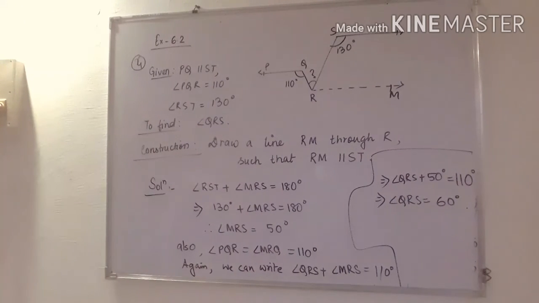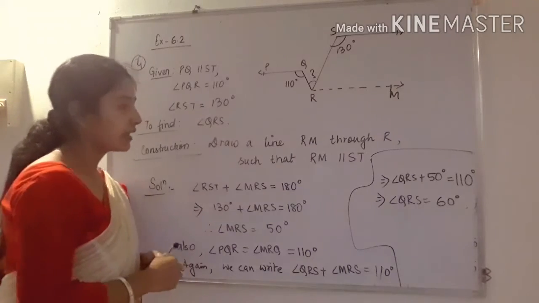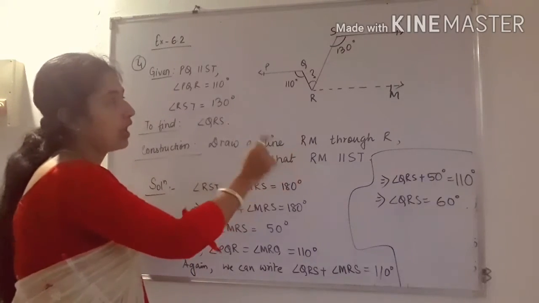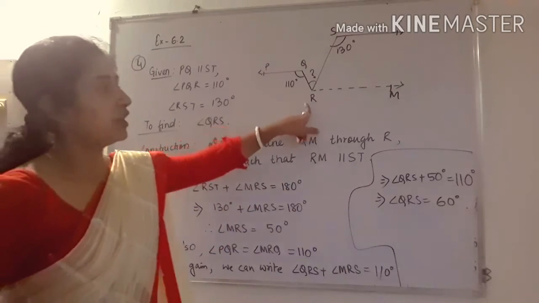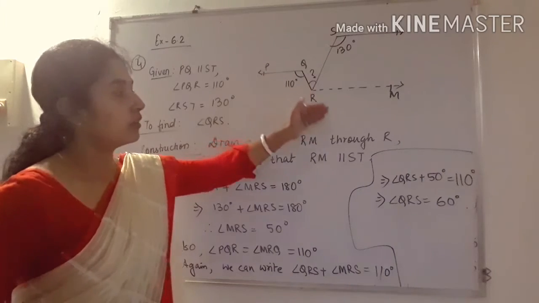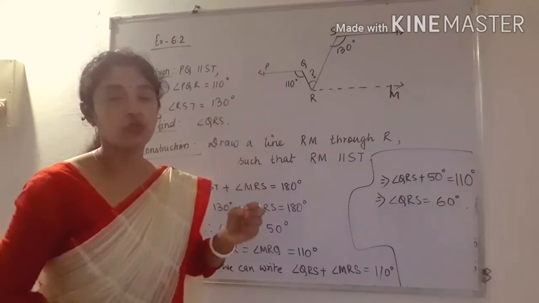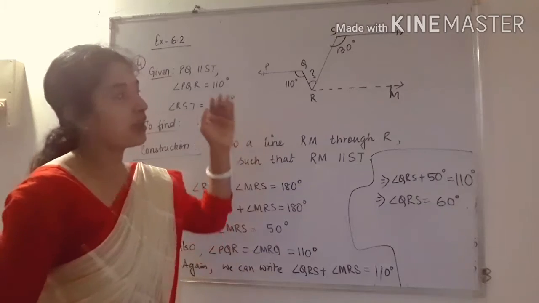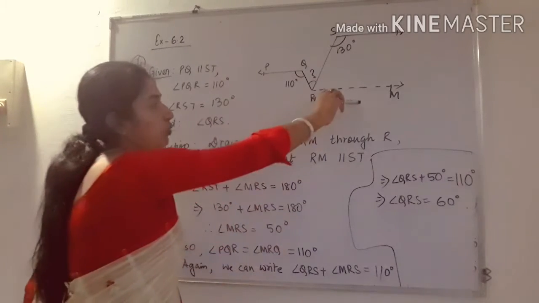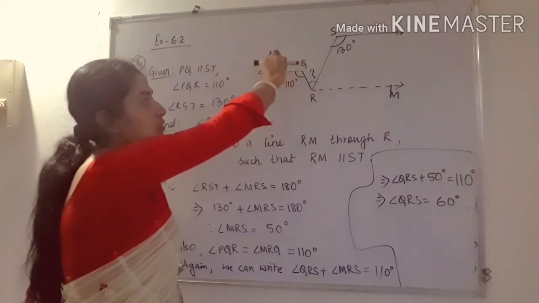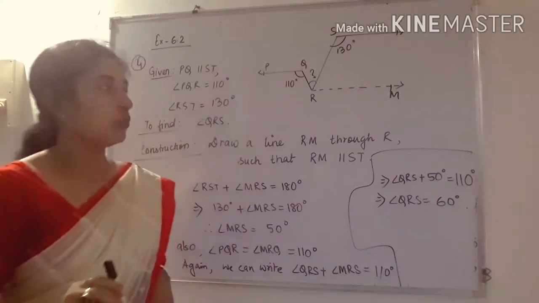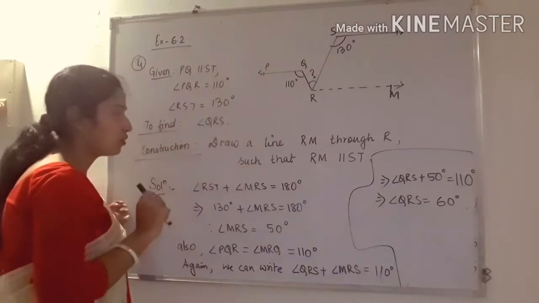So see here, we have to do a construction. What is the construction? We have to draw a line RM through R. So this is R. We are drawing a line through R, that is RM, such that it is parallel to ST. That means it is automatically parallel to PQ, because PQ is parallel to ST. So all three lines are parallel to each other.